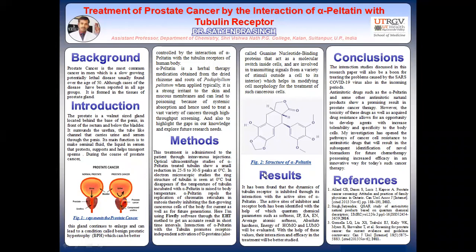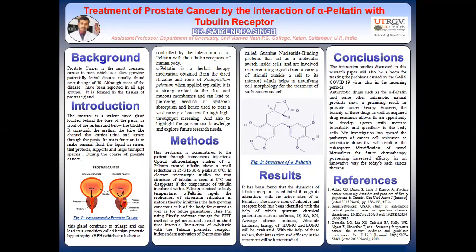The topic of this poster is the treatment of prostate cancer by the interaction of alpha peltatin with the tubulin receptor. That is the natural, herbal way for treatment of prostate cancer, which is found to be very common these days in men, especially. It is a slow-growing, potentially lethal disease, usually found over the age of 50. Although cases of the disease have been reported in all age groups, it is found in the tissues of the prostate gland. Now, the introduction of this topic.